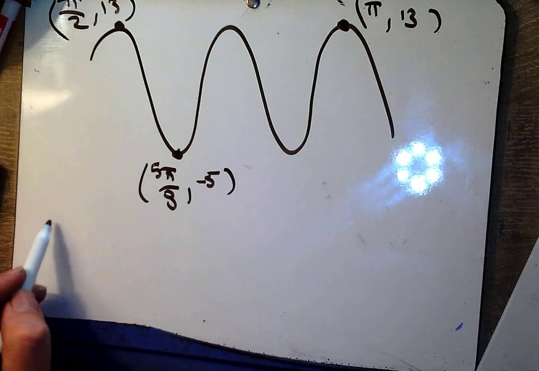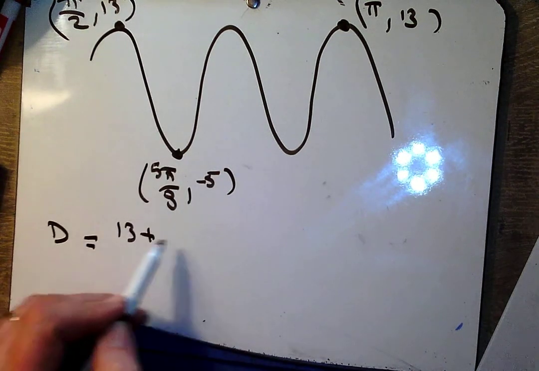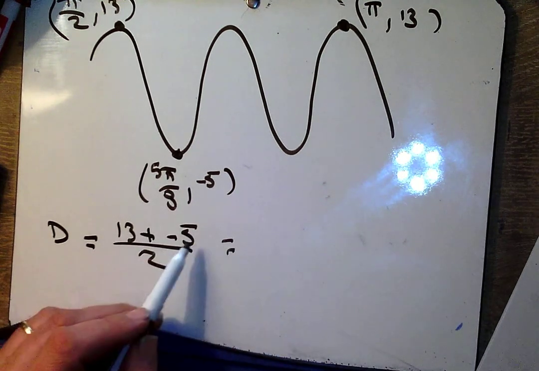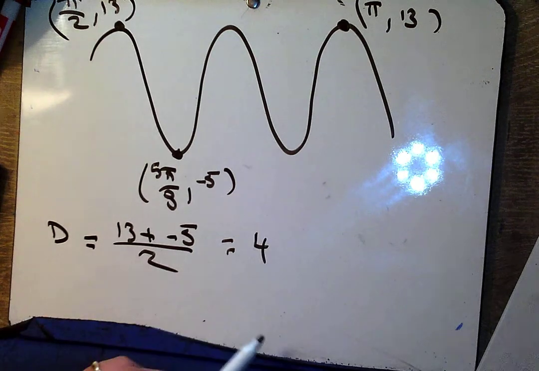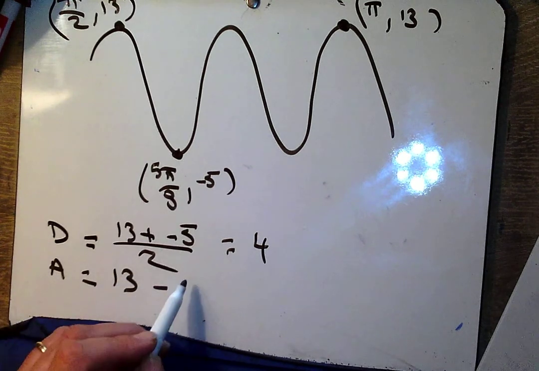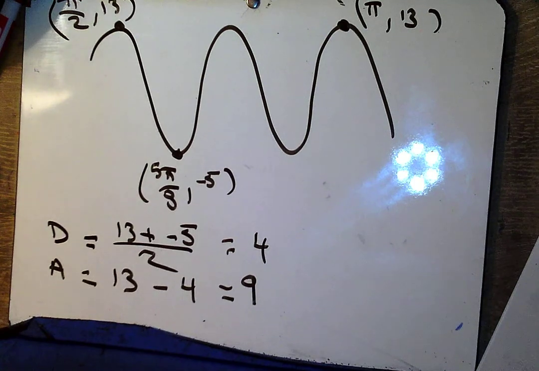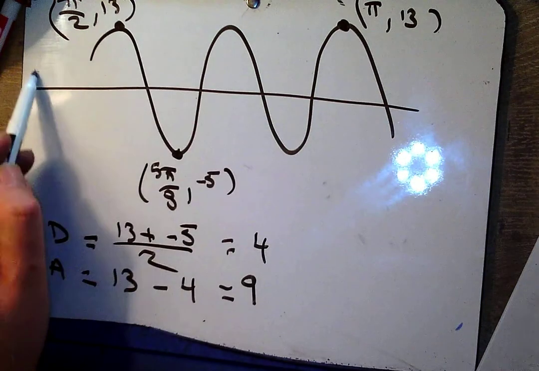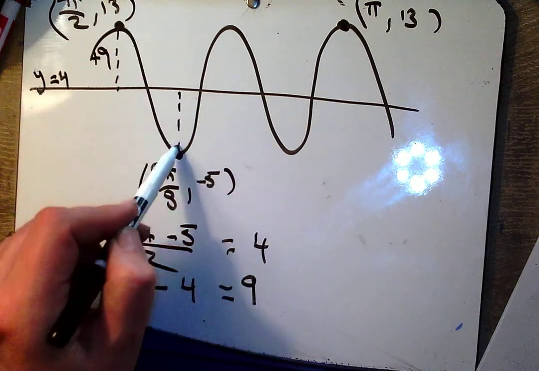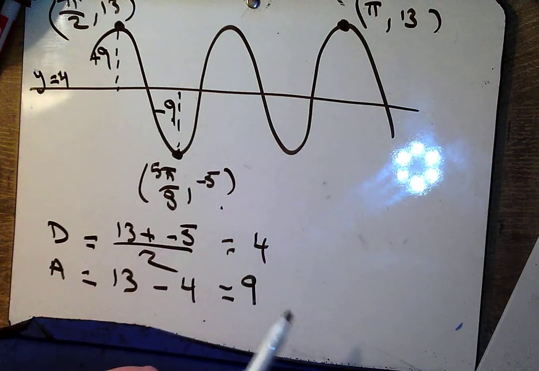Sure. We know that D is the average of the high and low y values. 13 plus negative 5 divided by 2. That's going to be 8 divided by 2, which is 4. Our A value is going to be high y minus D. And so that's 9. So there's going to be this midline of y equals 4. And we're going to go up 9. And we're going to go down 9. 4 minus 9. Yep, negative 5.